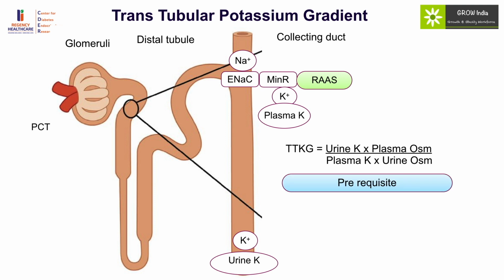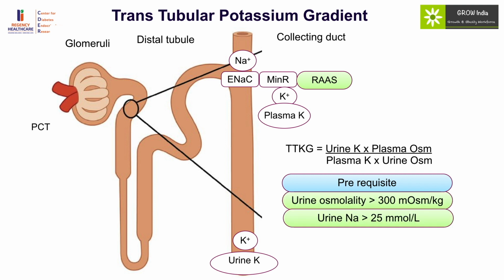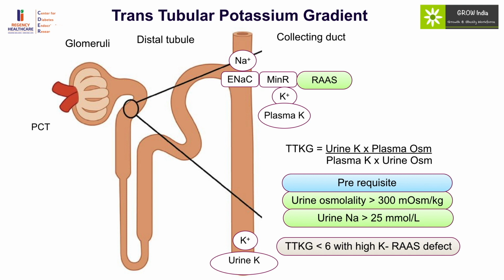The prerequisite for the use of TTKG for assessment of aldosterone action is that urinary osmolality should be more than 300 and urinary sodium should be more than 25 to ensure that there is enough sodium to actually allow for exchange. In the setting of hyperkalemia, a transtubular potassium gradient of less than 6 is considered a reflector of RAAS defect. However, now a direct urinary spot has also been found to be reasonably effective and TTKG may not be required in most situations.